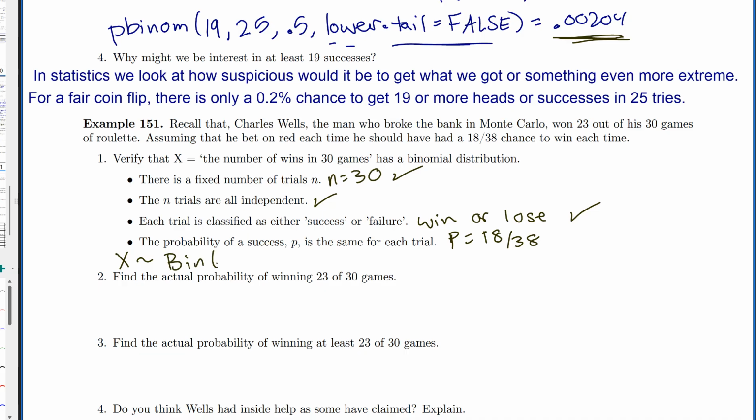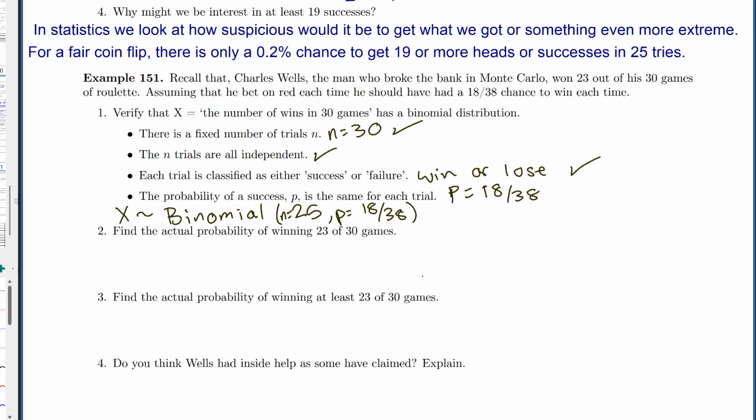We can write out the whole word binomial. Some people just write BIN. So it's a binomial distribution, and we say n equals 30, p equals 18 out of 38. That's the distribution. Now let's find the actual probability of winning 23 out of 30 games. So we're looking for the probability that X equals 23. I could plug it into the formula, but I prefer to just put it into R. So in R, we'll do dbinom.